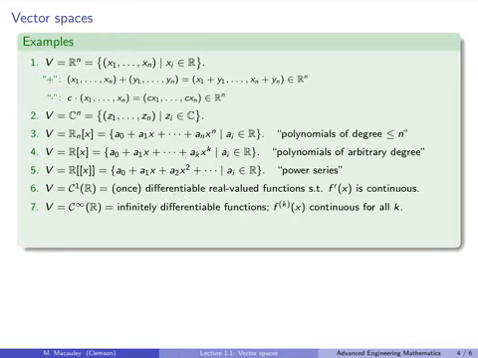Similarly, there's the space C infinity of R. This is the set of infinitely differentiable functions, and all of those derivatives have to be continuous. Sometimes functions in here are said to be smooth. And usually we don't write the R, we just say C infinity, and we assume, unless otherwise specified, that the functions are real valued. Now these two are different spaces.